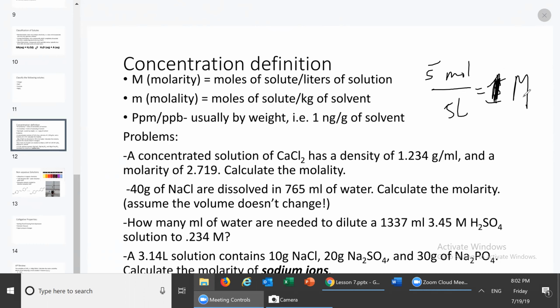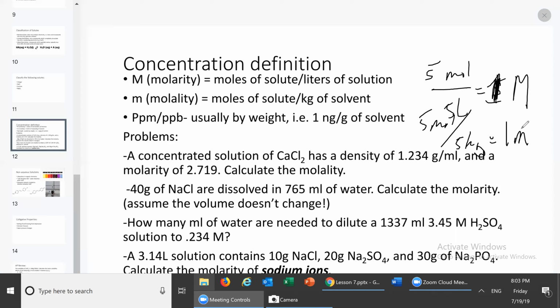So there's another one that's a little less common. Molality. So molarity, molality. Molality is a lowercase m, and it's given by moles of solute divided by kilograms of solvent. So if I took 5 moles of sodium chloride and I dissolved it in 5 kilograms of water, I would have a 1 molal solution.